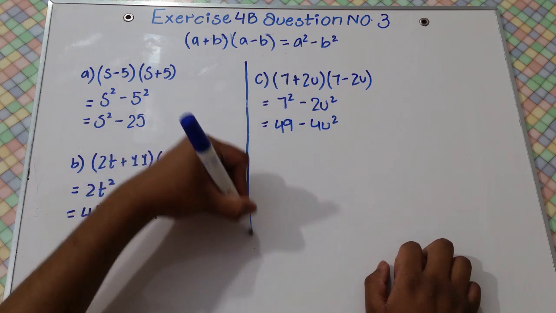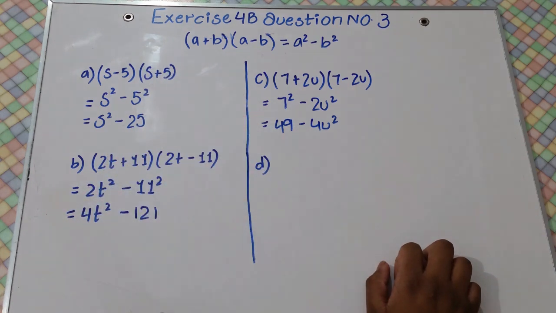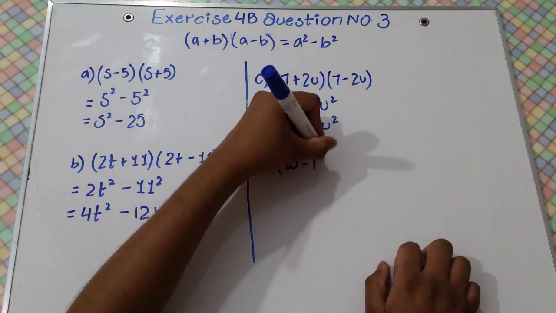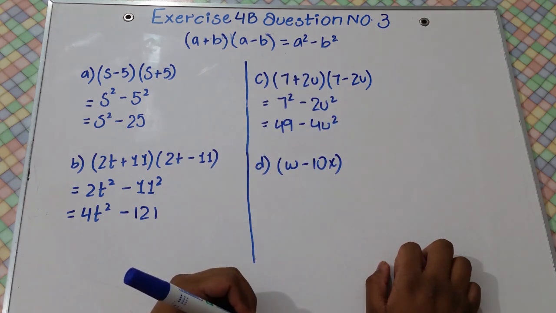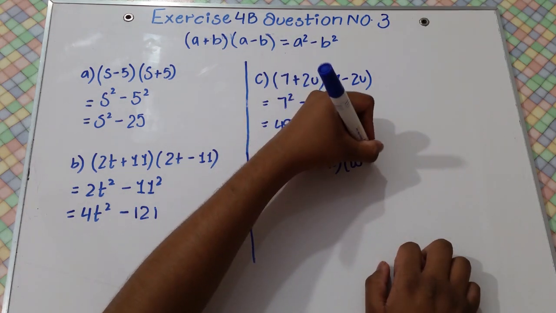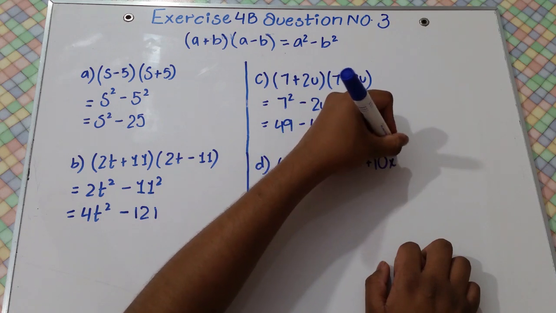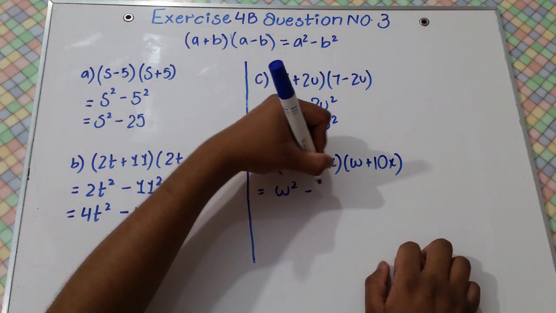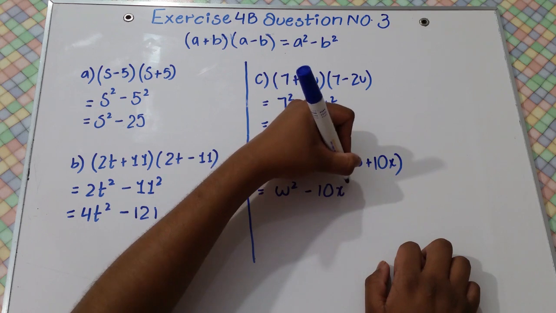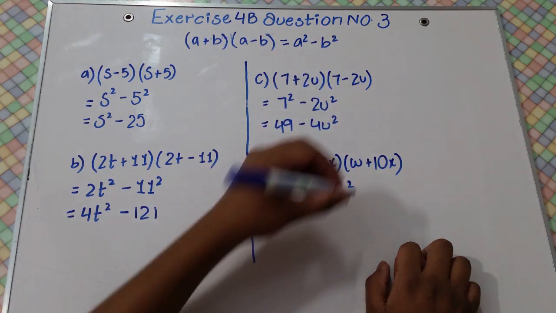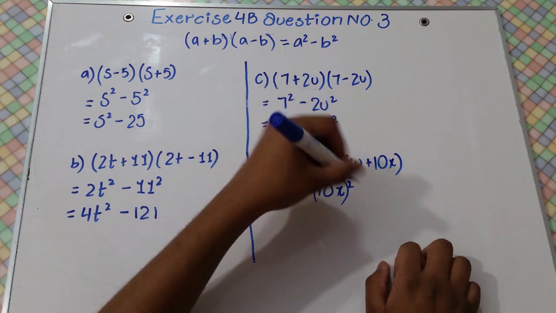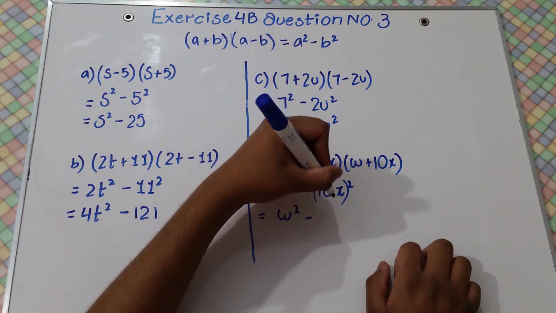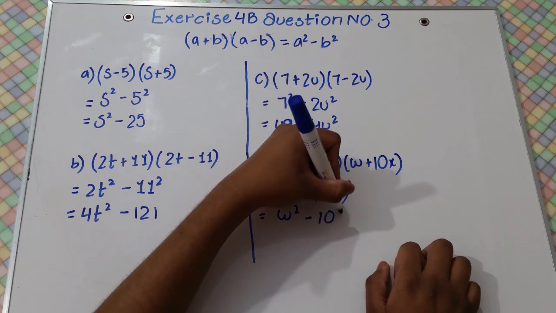Now in part D, which is the last part of this question, it is w minus 10x and w plus 10x. So we are going to write it w square minus (10x) square. Okay, so we can write it in brackets also, it's your choice. So w square would remain w square, and it would be 100x square because we are having x also with 100.